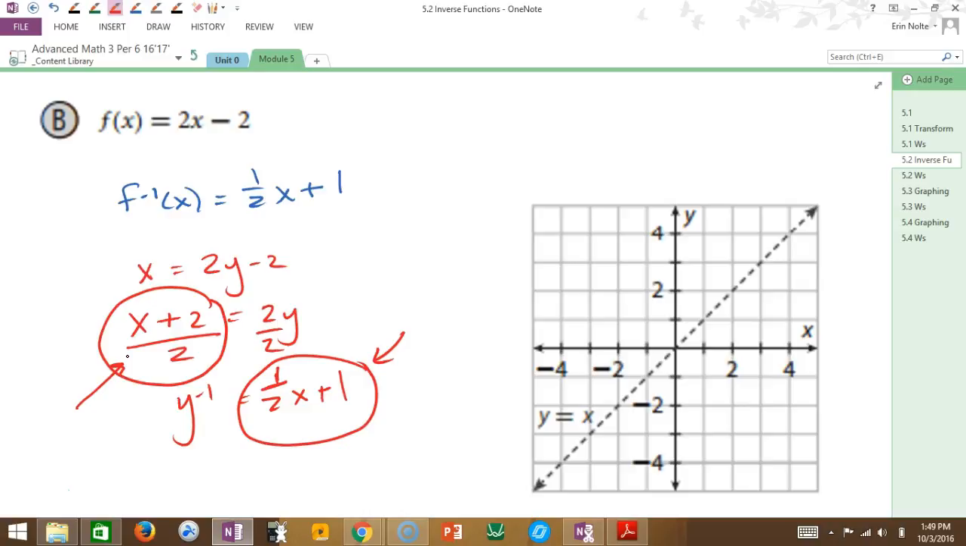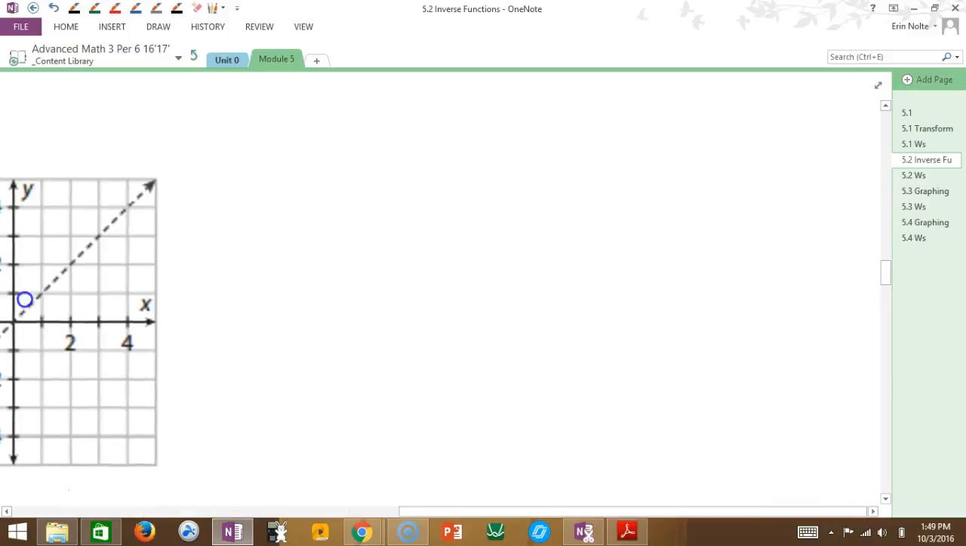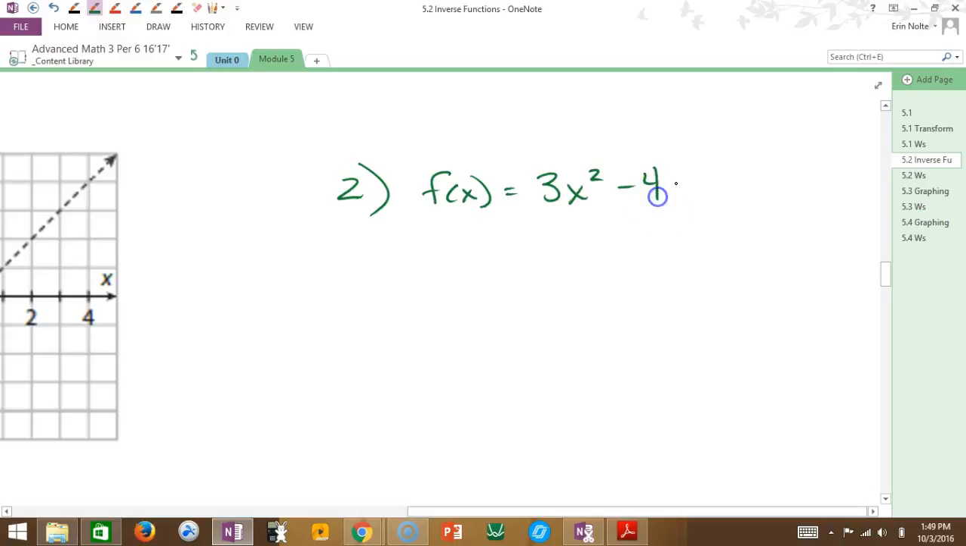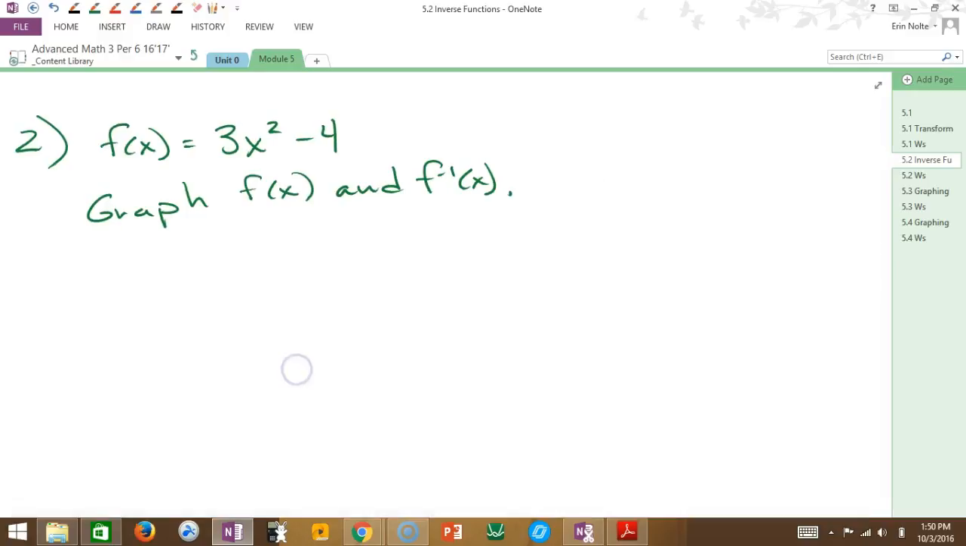Okay, bonus question. Ready? I'm going to call it question number 2. Okay, so I want you to find the inverse and then graph both. Find the inverse and graph both.